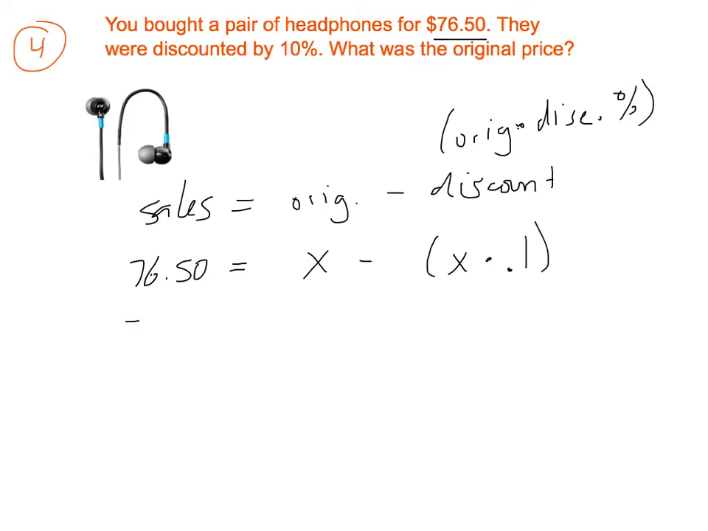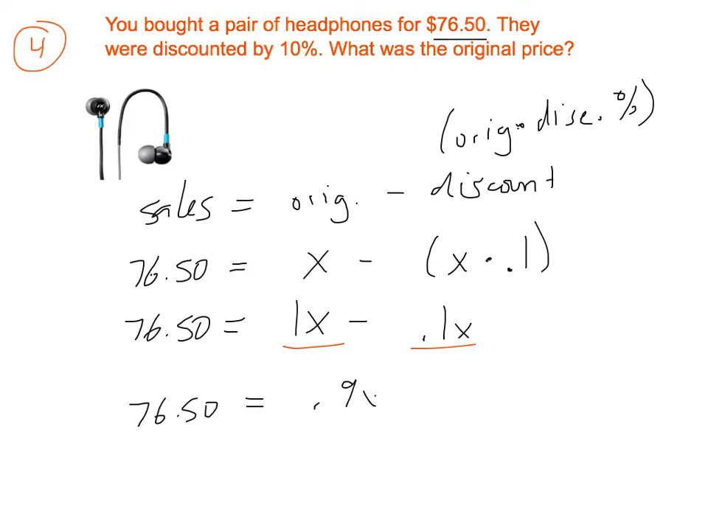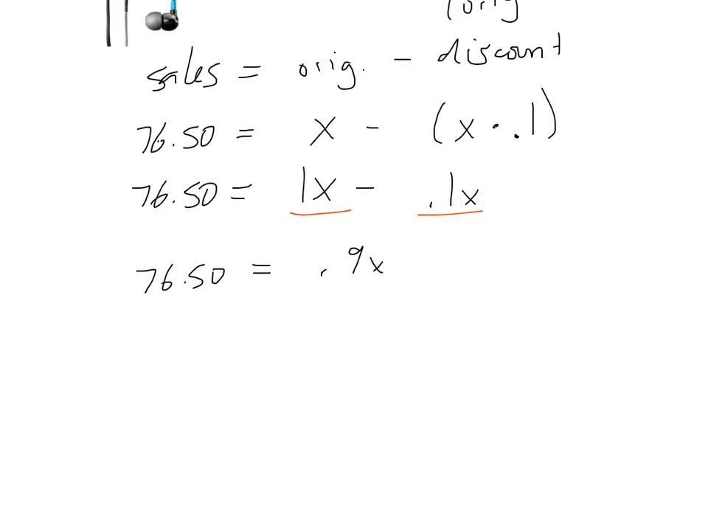Now, let's simplify things a little bit. What is X times 0.1? How else could I write that? Well, how about 0.1X? Also keep in mind that X means 1X, all right? And now I can combine some like terms. So what's 1X minus 0.1X? Well, that is, of course, going to get you 0.9X.